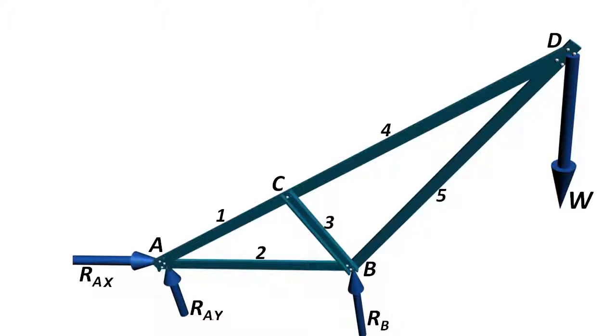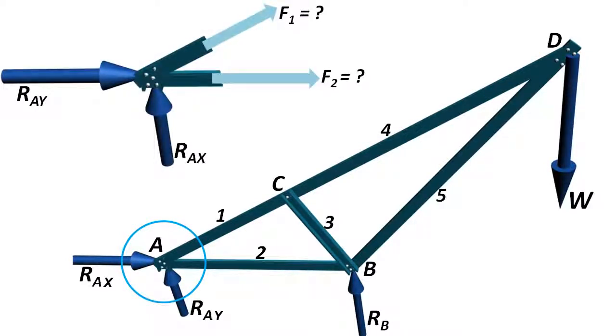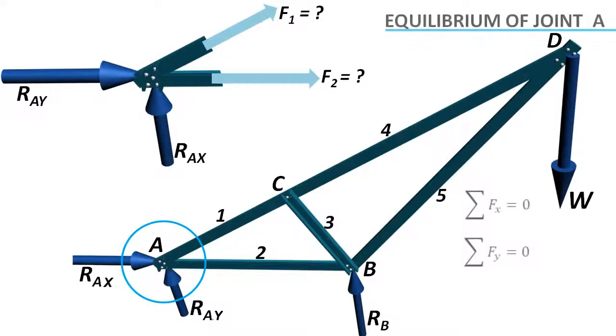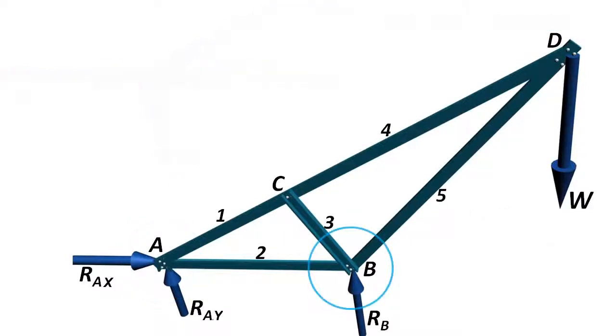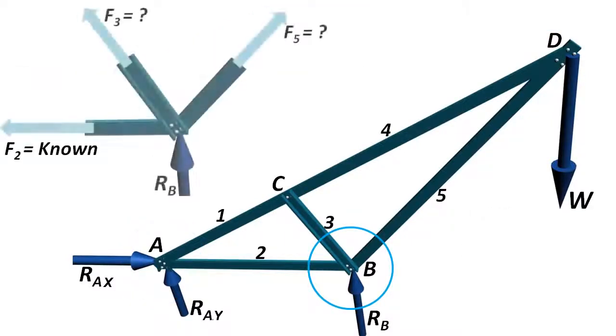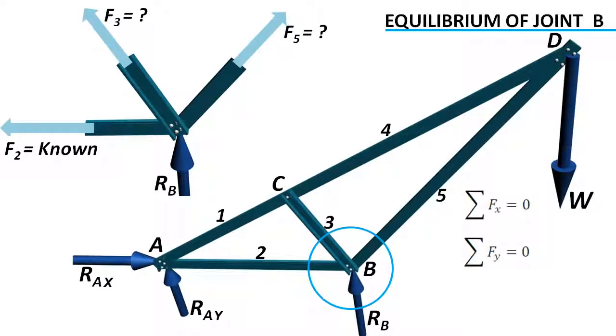Let's start with joint A. Forces in both members can be solved using the equilibrium formula. If the sign of any force comes out negative, that means that member is under compression. Now we can move to point B. The number of unknowns is 2 now. Using the same concept, we can solve for forces in members 3 and 5.